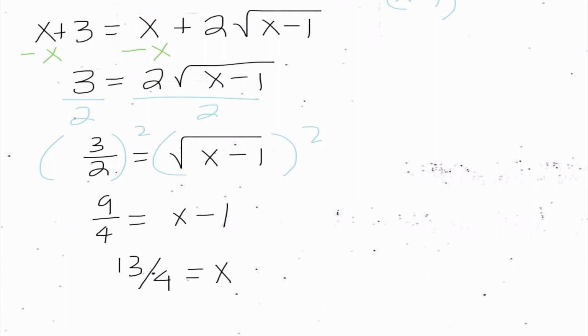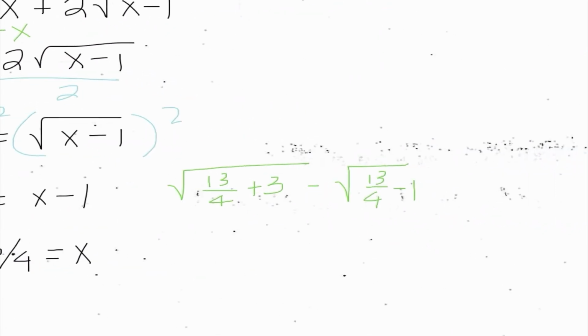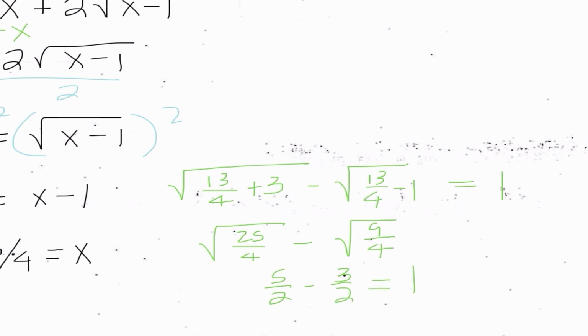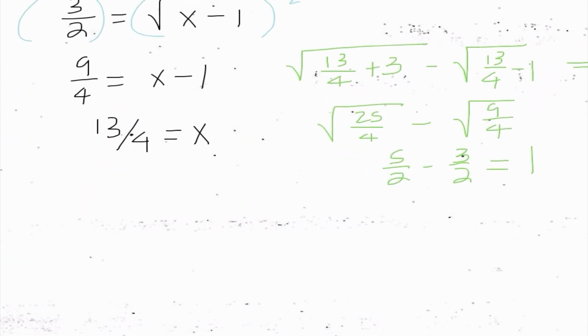Now I need to double check my answer, so I need to check, is the square root of 13/4 plus 3 minus the square root of 13/4 minus 1 equal to 1? So let's check. I would get the square root of 25/4 minus the square root of 9/4. So 5 halves minus 3 halves is equal to 1. So I know that that is a true statement, and 13/4 would be our solution.